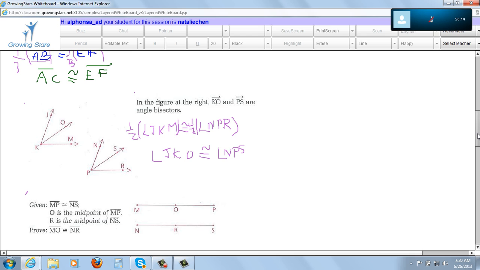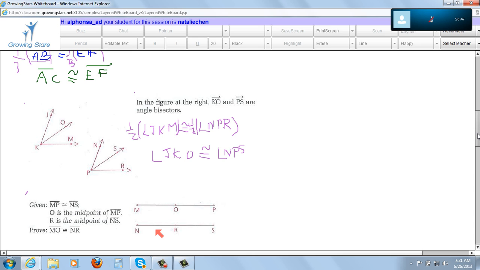It is given that segment MP is congruent to segment NS. Can you say the question? Can you mark the angle on the figure? And what else is given? O is the midpoint of MP, and R is also the midpoint of NS. We can solve this in two ways. That means we have to prove that MO is congruent to NO.